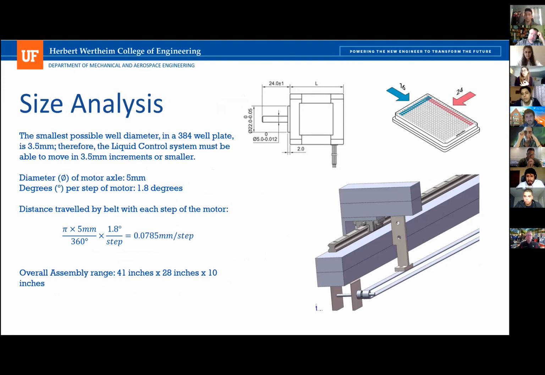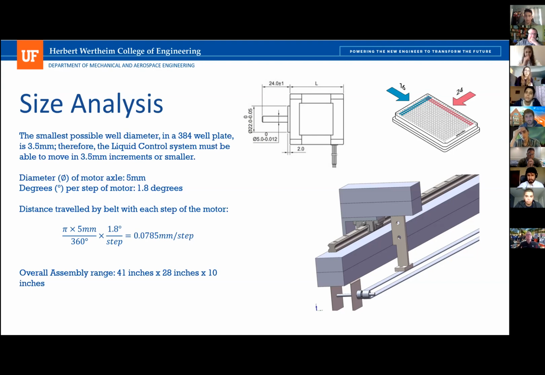The diameter of the smallest well that we're going to use is on a 384 well plate, and that diameter is 3.5 millimeters. The well plates all pretty much come in the same dimensions. It's the wells that change diameter, and since that's the smallest one, we will be able to reach it since we can move in such small increments.